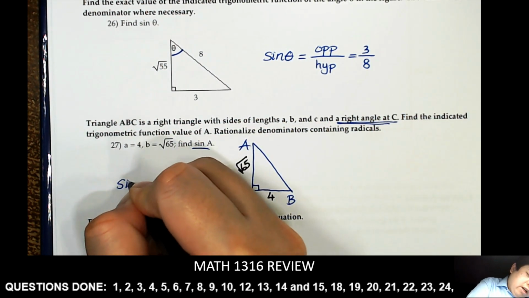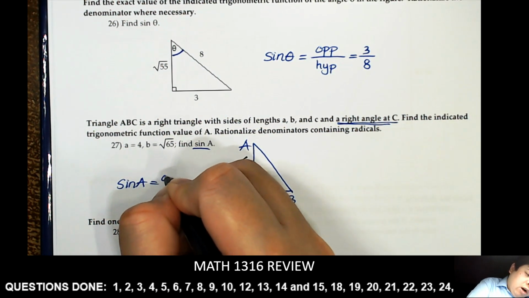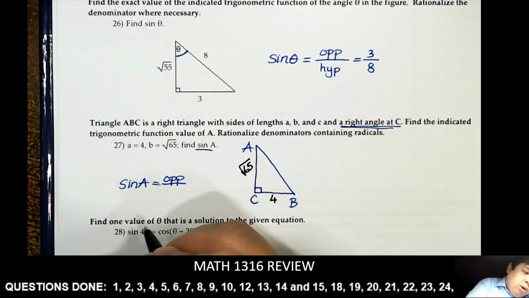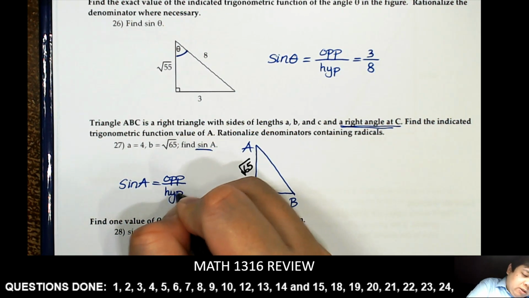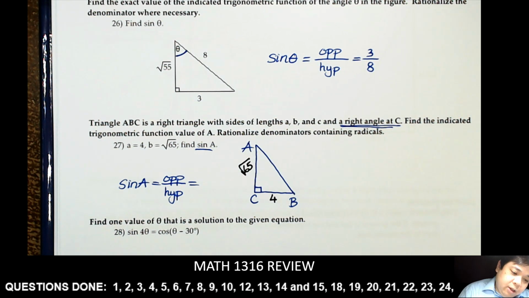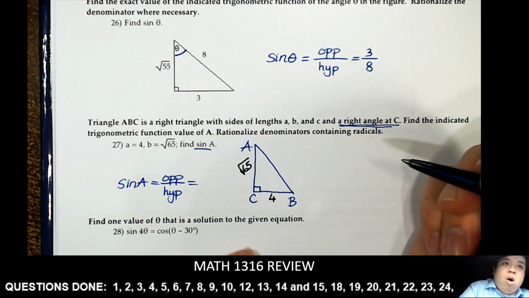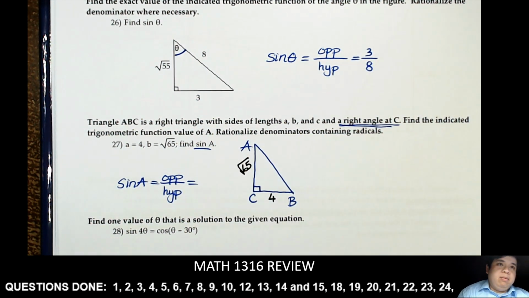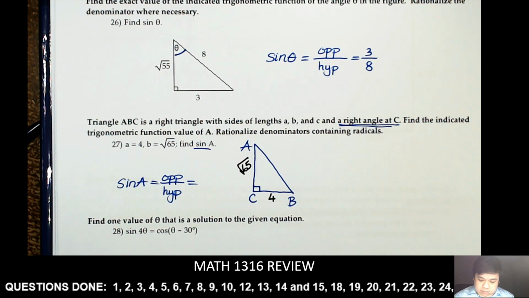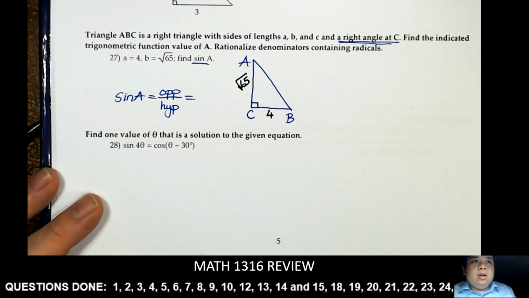So sine of A is equal to opposite over hypotenuse. I'll just find the hypotenuse and then put it in here. So that should be easy. So I'll let you do it. Right.